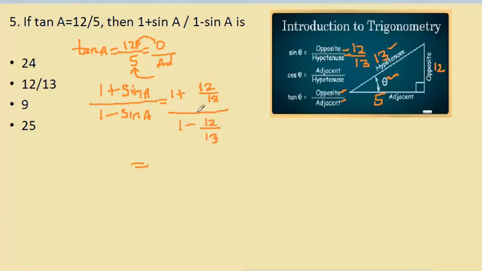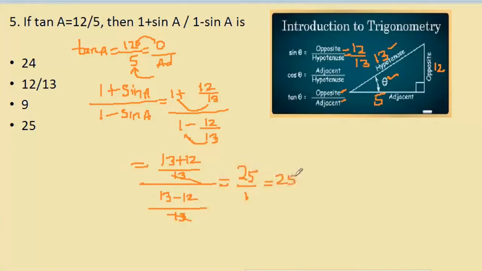We'll use the simple calculation here. So 13 plus 12 whole divided by 13. In the denominator again it is 13 times 1 is 13 minus 12 whole divided by 13. So 13 gets cancelled. 25 by 1, which is nothing but 25. The correct option here is 25.